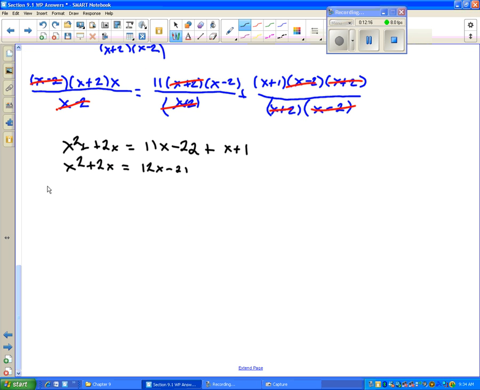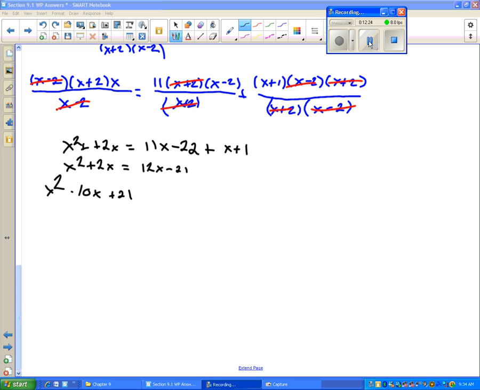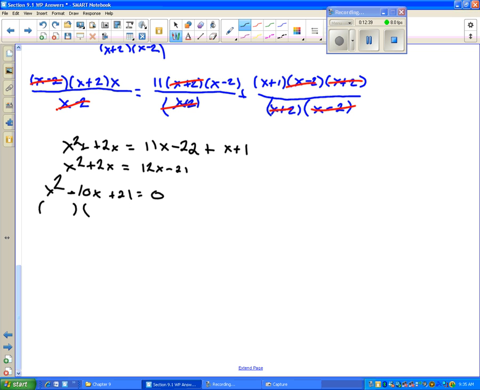Move everything to one side. I have x squared. Subtract 12x is minus 10x. Add 21 is plus 21. I just need to make this subtraction a little darker. And now it's equal to 0. I subtracted the 12x and got negative 10x. I added the 21 over here, and so now I need to factor. What multiplies to be 21 and adds to be negative 10? Well, that's going to be a negative 7 and a negative 3.